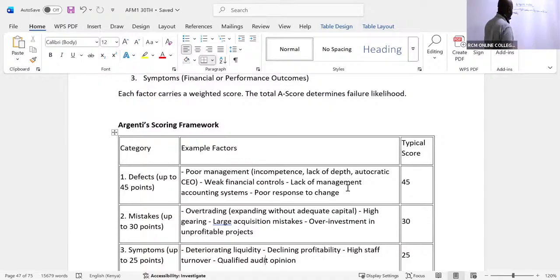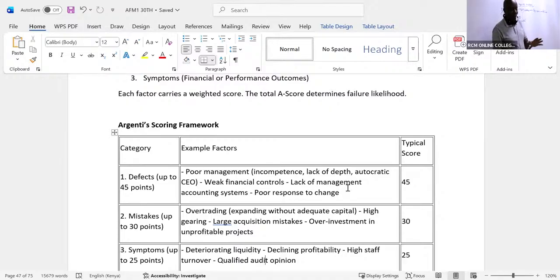I would want us to do this practically, in terms of your own company. If your company is doing very, very well, it's non-defective, you rate it at 0. And if it is very, very defective, you give it how many points? Are you able to see the maximum is 45? You give it 45. So how do you look at your company?